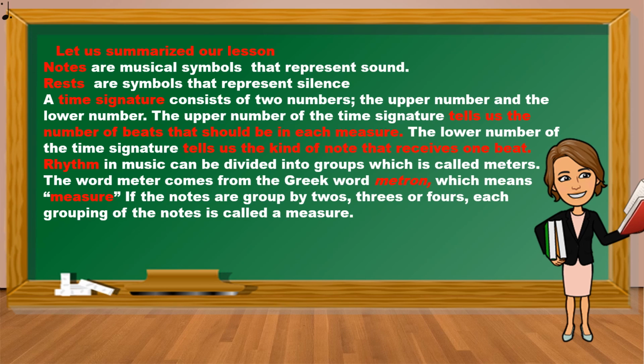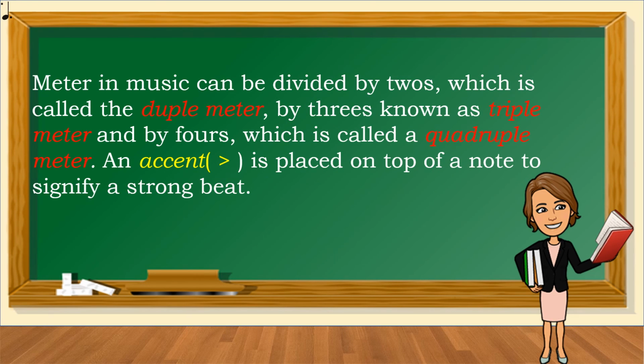Rhythm in music can be divided into groups, which are called meters. The word meter comes from the Greek word metron, which means measure. If the notes are grouped by twos, threes, or fours, each grouping of the notes is called a measure. And meter in music can be divided by twos, which is called the duple meter, by threes, known as the triple meter, and by fours, which is called a quadruple meter, and an accent is placed on the top of a note to signify a strong beat.